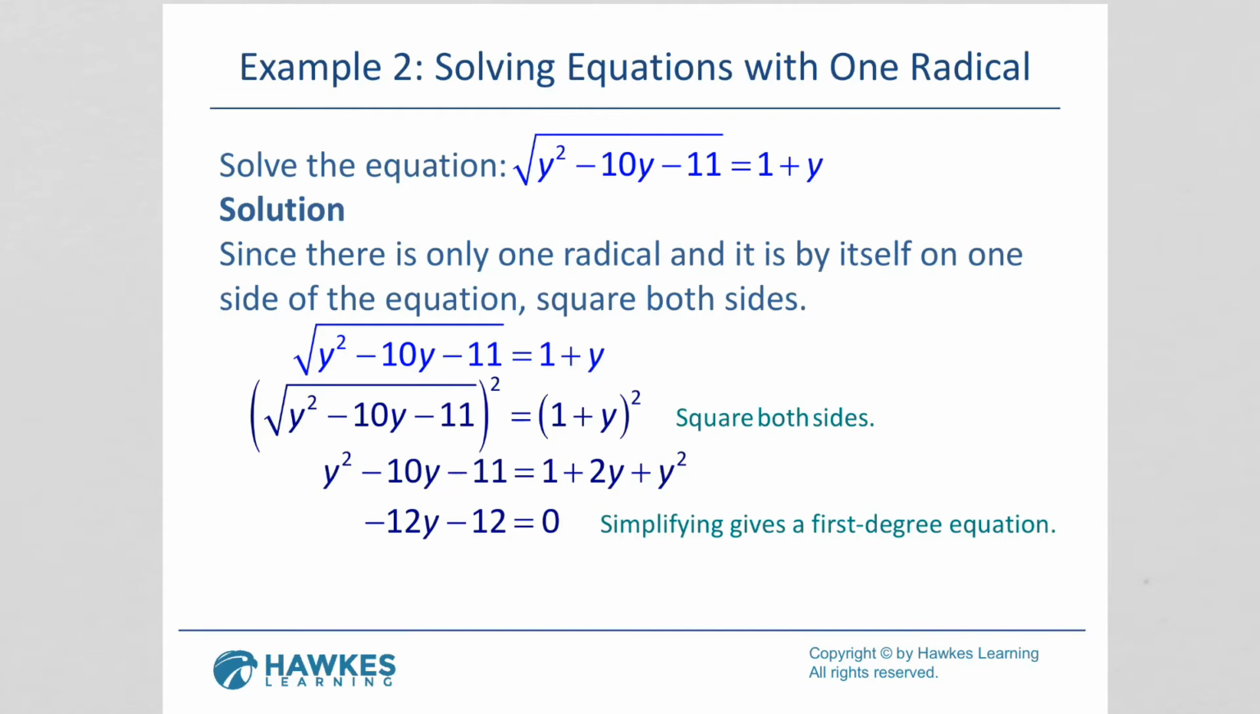Moving everything to the left, I end up with negative 12y minus 12 equals 0. Now I'm going to move my 12 back over to the right. Negative 12y equals 12. Divide both sides by negative 12. Y equals negative 1.